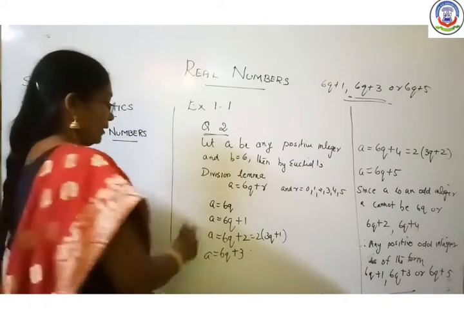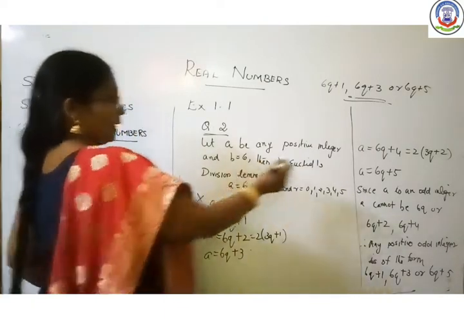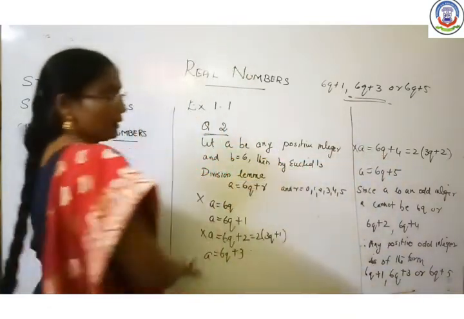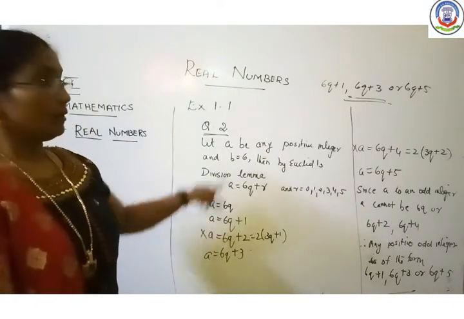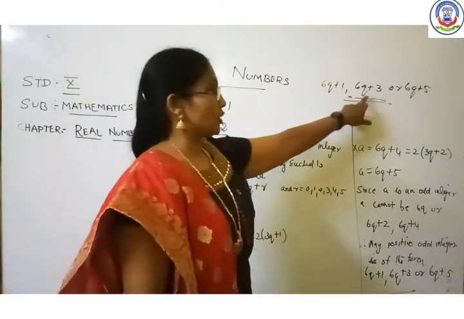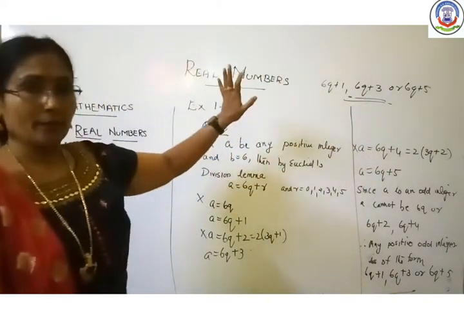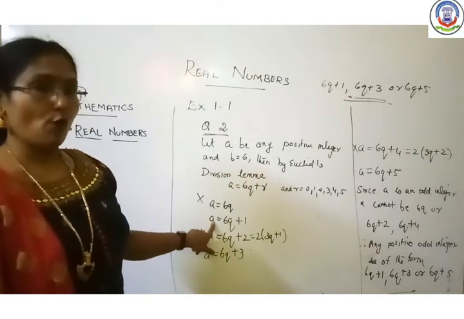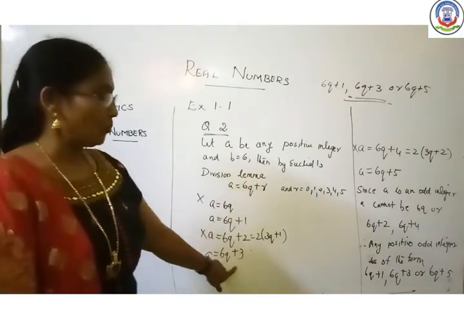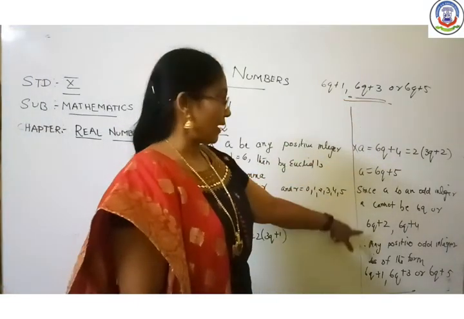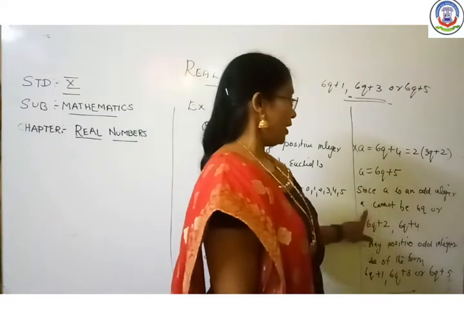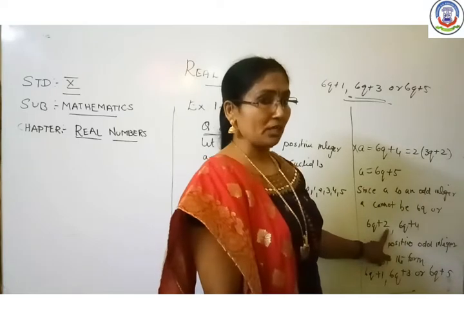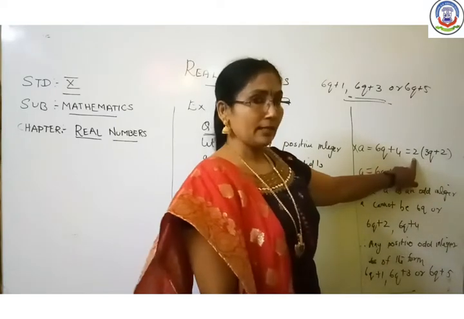That means excluding this one and this one, that means 6q plus 2 and 6q plus 4, in all the other cases A will be 6q plus 1, 6q plus 3, 6q plus 5. A should be an odd integer. That means we can say that if A is a positive odd integer, then it will be in the form of 6q plus 1, 6q plus 3 or 6q plus 5. That means finally, since A is an odd integer, A cannot be 6q. A cannot be 6q plus 2 because it is an even integer. 6q plus 4 again is an even integer.